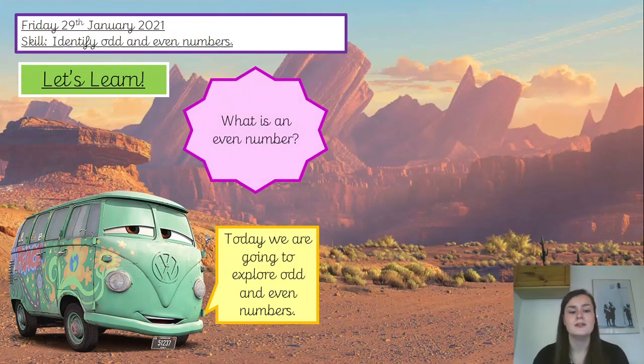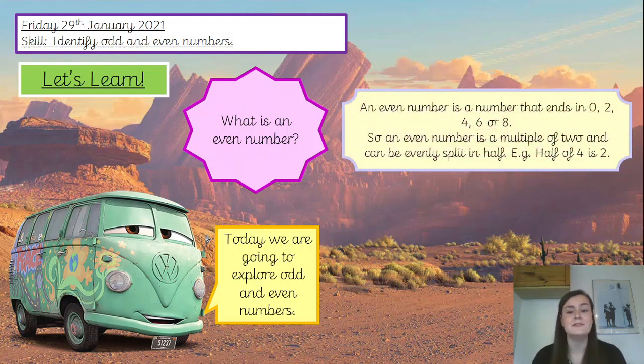So I'd like you to think, what is an even number? You can pause the video and talk to whoever you're with or have a little think, what is an even number? Okay, so an even number is a number that ends in 0, 2, 4, 6 or 8. So an even number is a multiple of 2, so it's in our 2 times table, and we can evenly split it in half. For example, half of 4 is 2, so that means we're dividing it by 2 if we're halving something.